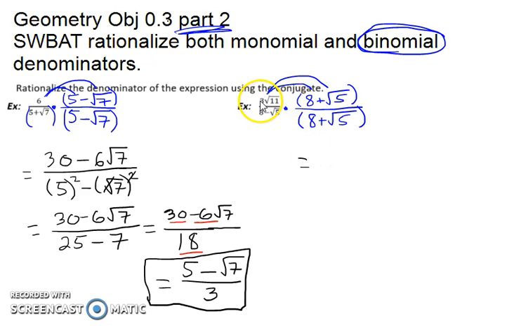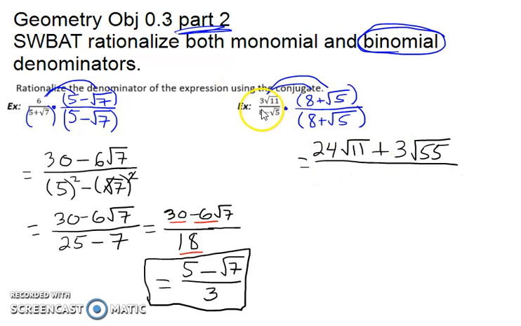So let's see. This gives us 3 root 11 times 8 is 24 root 11. You notice the 3 and the 8 multiplied because they're both on the outside. 11 had nothing to multiply with. And then plus 3 root 11 times root 5 is 3 root 55. You notice this time the root 11 and the root 5 multiplied together, but the 3 had nothing to multiply with because there were no numbers outside of the root.